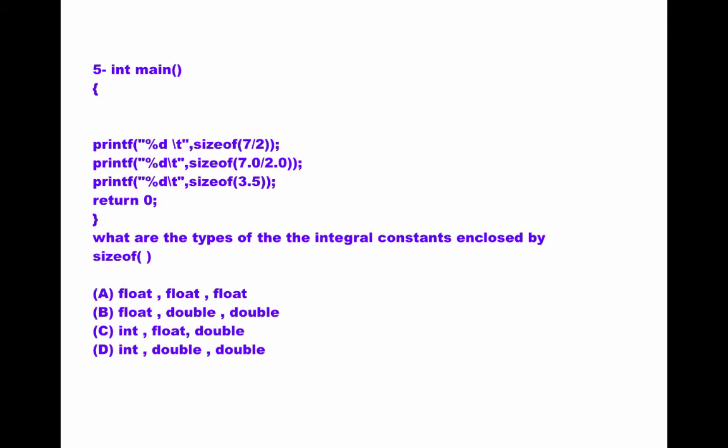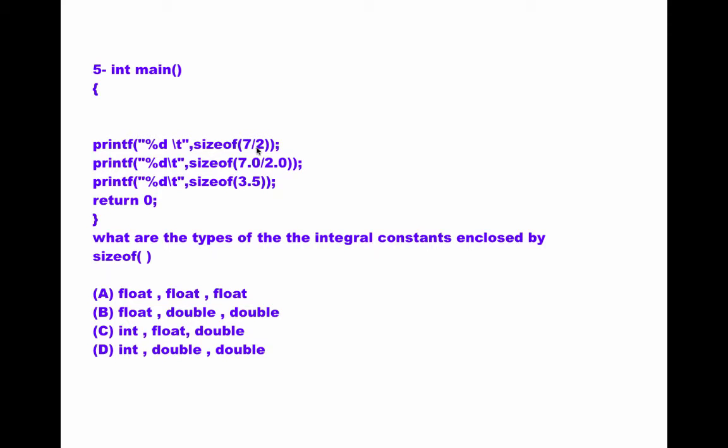Okay, the next one is an int main, and there are 3 sizeof. The first one is 7/2. The second one is with this shape, and the third one is with this shape. And he doesn't ask us about what will be the output, but he asks about the types of integral constant enclosed here. So the first one is double.